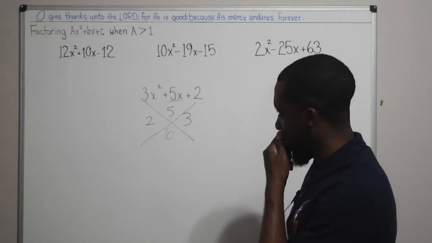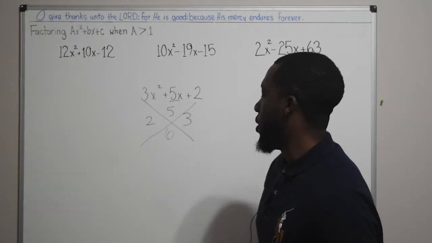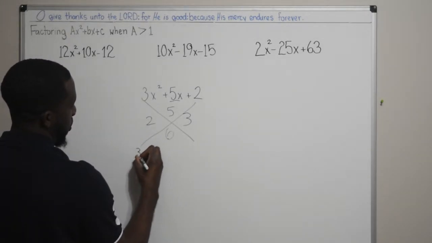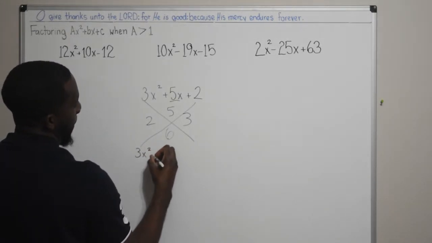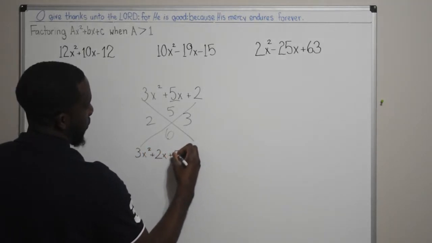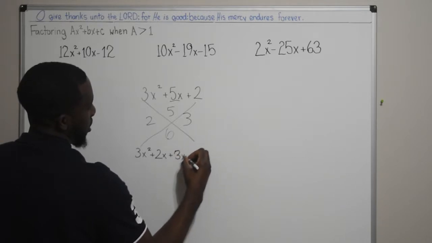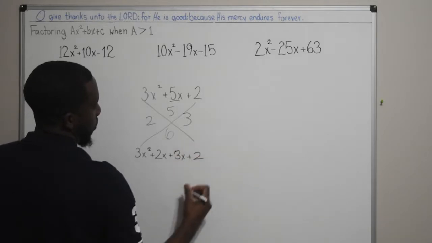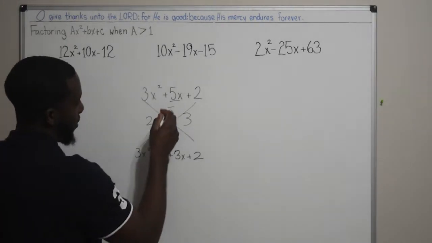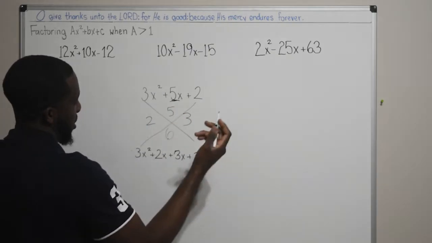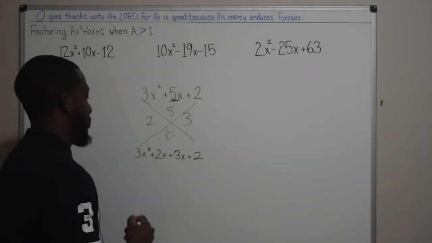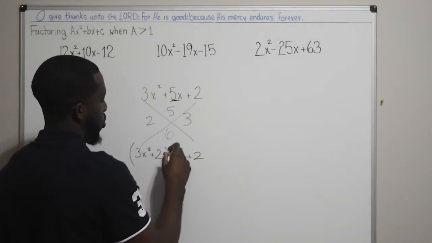Then we rewrite the original quadratic as 3x squared plus 2x plus 3x plus 2. Let me ask you this: what's 2x plus 3x? It's 5x. So this and this are the same thing. I just expanded it out. So now what I'm going to do is group. I'm going to factor by grouping.